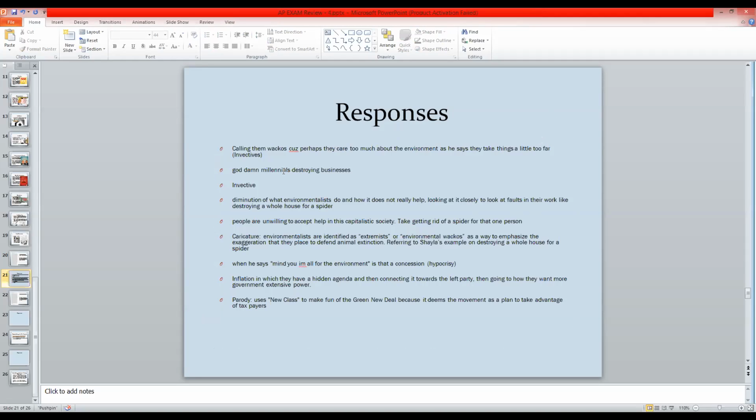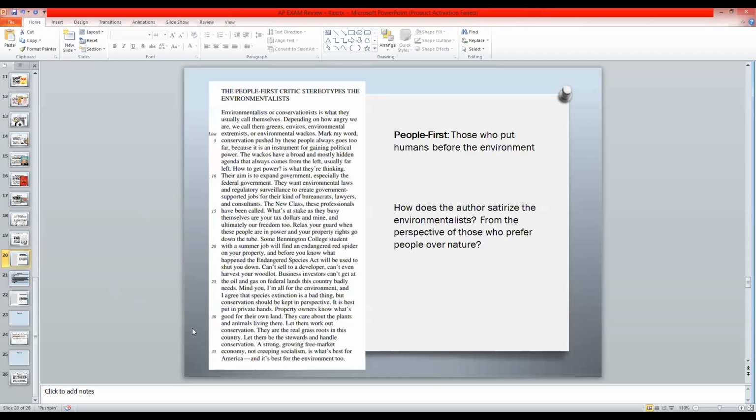And if not, I want to throw one more, just to see the choices the author makes on a textual level. If you look back at this piece here, I don't know if you can see my cursor, but the author writes, property owners know what's good for their own land. They care about the plants and animals living there. Let them work out conservation. They are the real grassroots in this country.